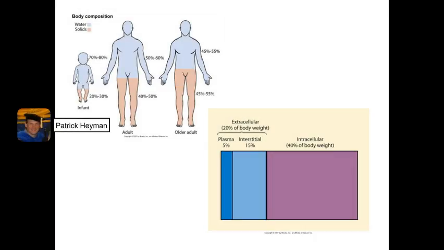Just a quick review. About 60% of the adult body is water. Of that 60%, approximately 40% of the body weight is inside the cells, and then the remaining 20% is extracellular, and then only 5% of that fluid is actually in the blood, in plasma. The rest of it is interstitial.